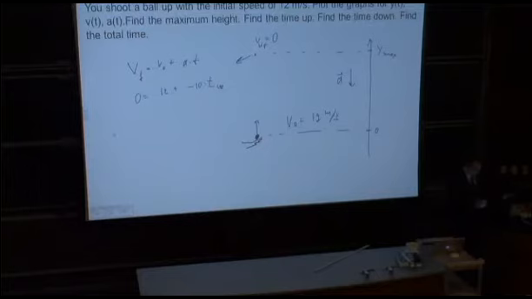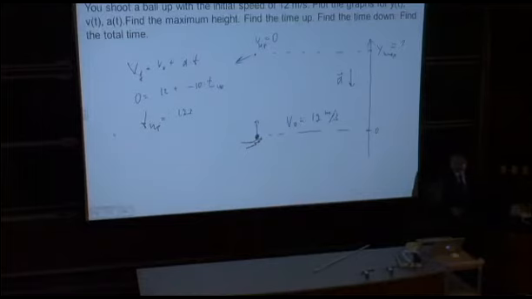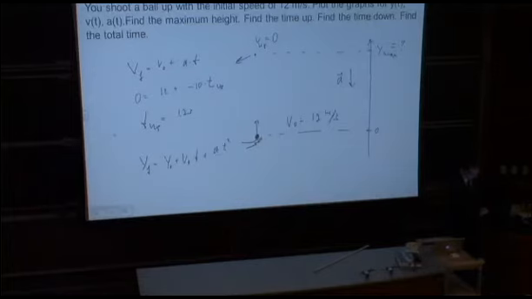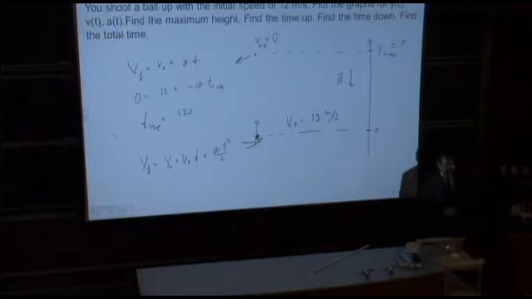So time up equals 12 over 10, 1.2 seconds. Now what we can calculate is this maximum height. It's about height, so we have to use the position as a function of time, the motion equation. Y final equals y initial plus v initial times time plus a times time squared divided by 2. That's the motion equation. How can we use it? Well, just plug in everything we know.